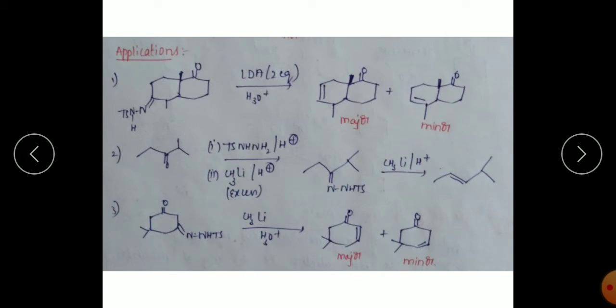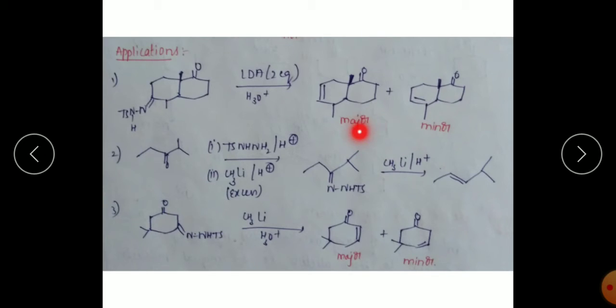Next, these are some of the applications of the Shapiro reaction. First, we consider the tosyl hydrazone of a carbonyl compound. In some cases, we consider a carbonyl compound and react it with para-tosyl hydrazide. Then we get the tosyl hydrazone of the carbonyl compound, and then it reacts with two equivalents of base, and then it undergoes acidic hydrolysis or alkyl halide addition. Out of these two products, which is major and which is minor depends on the regioselectivity of the Shapiro reaction.